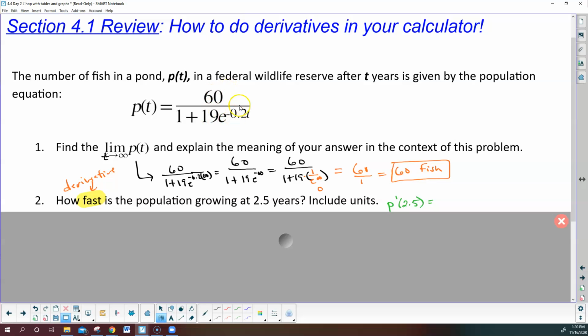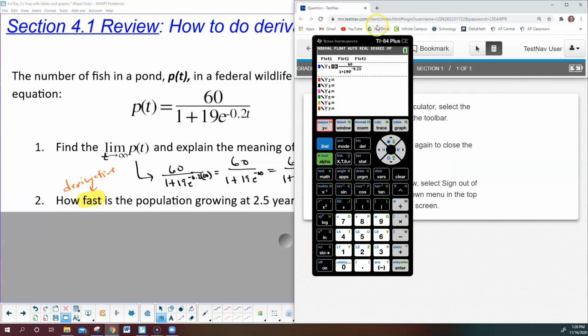You could either do a quotient rule or you'd have to do a chain rule if you rewrite this. But watch what happens. Grab your calculator, and I want to do the derivative. Now there's two options. We did say if we had the graph, your first option, if you're going to graph it, is go second calc. And then we're going to select option 6, which is dy dx. That's the derivative. And then you just type in the time that you want it. So I'm just going to type in 2.5, hit enter, and there's my derivative.